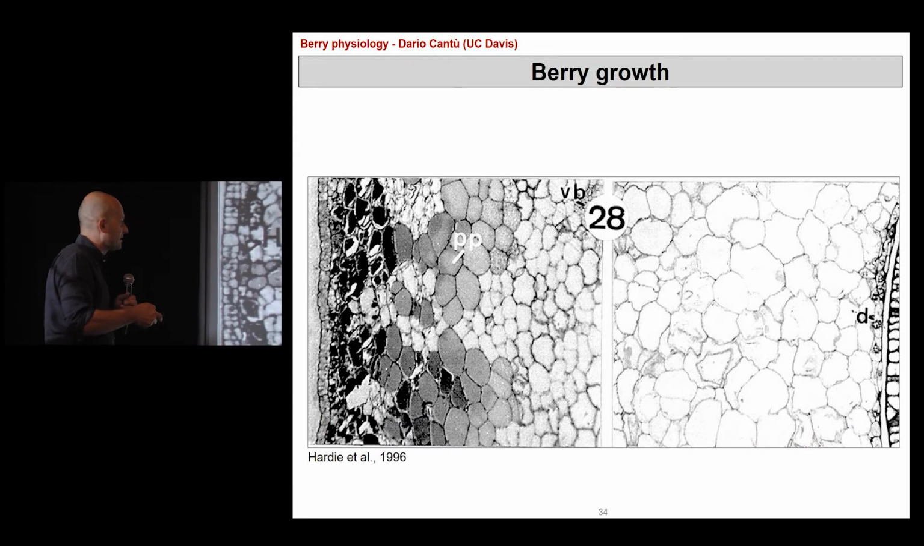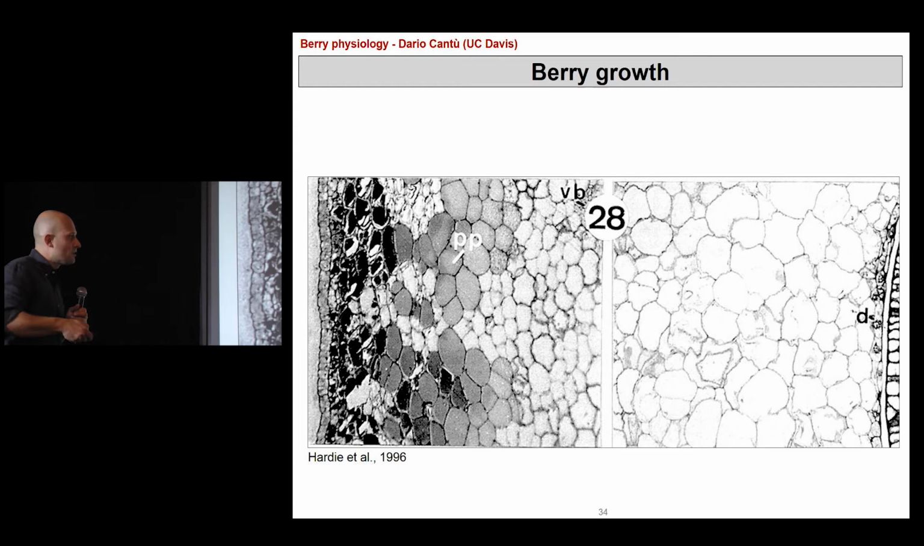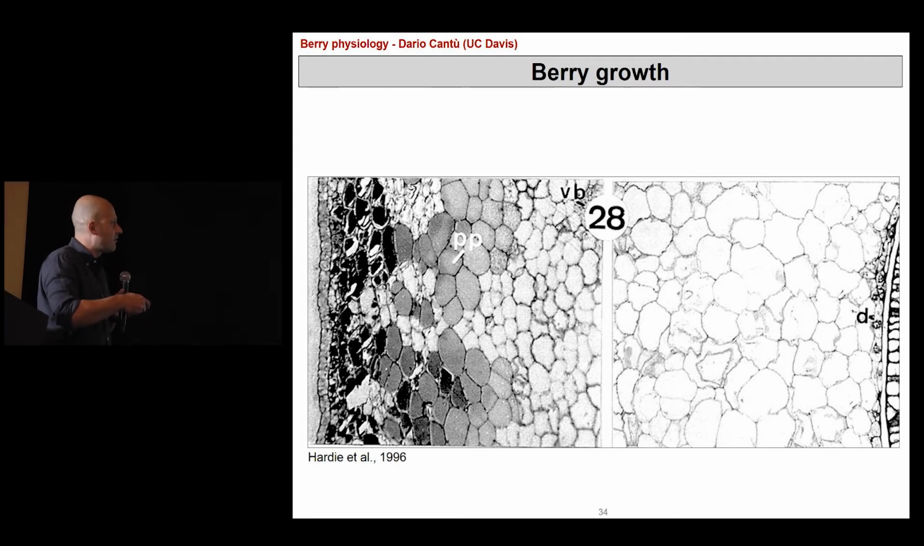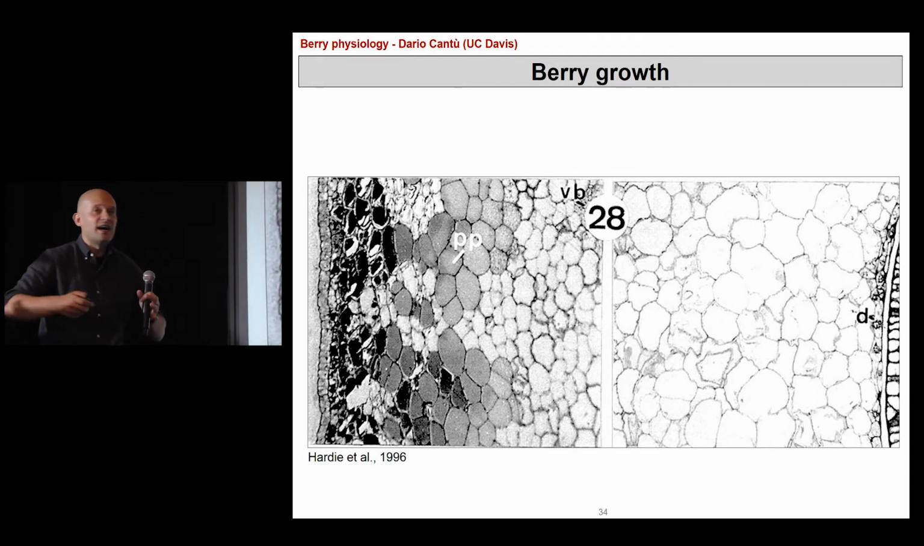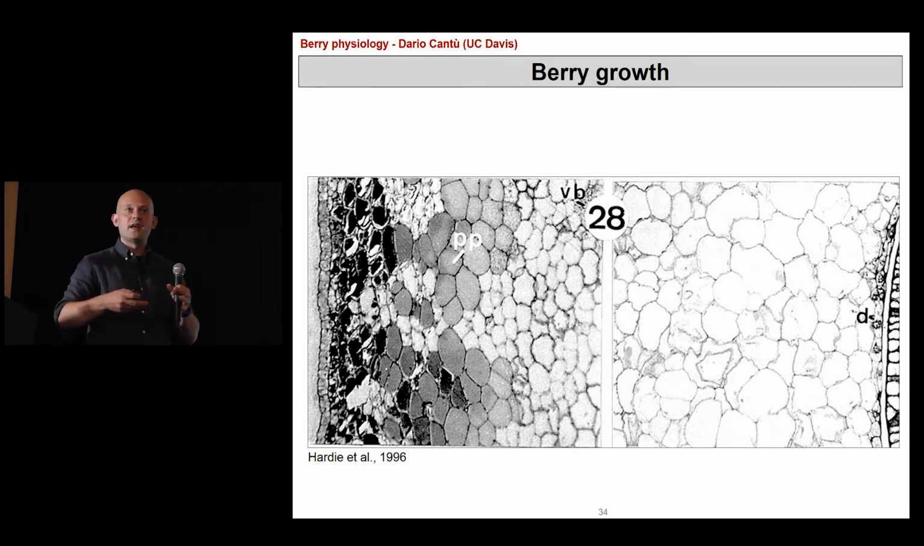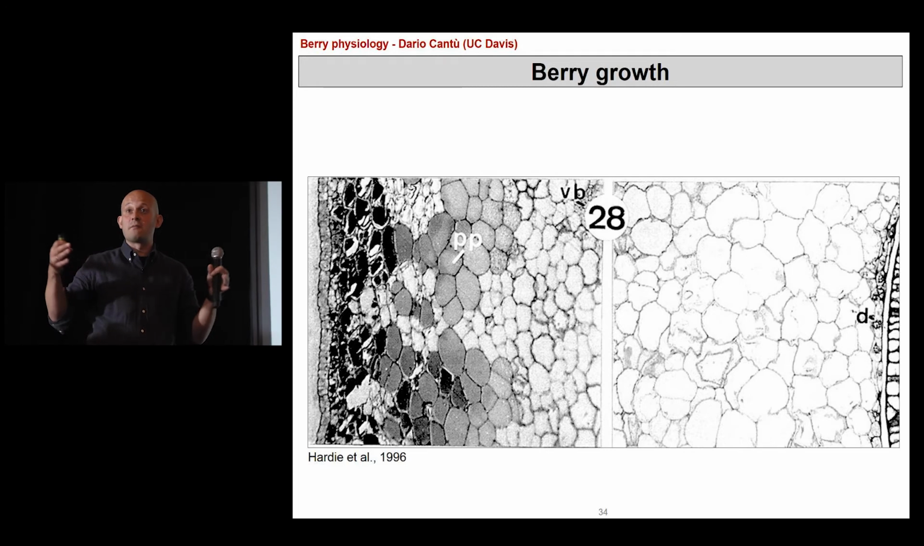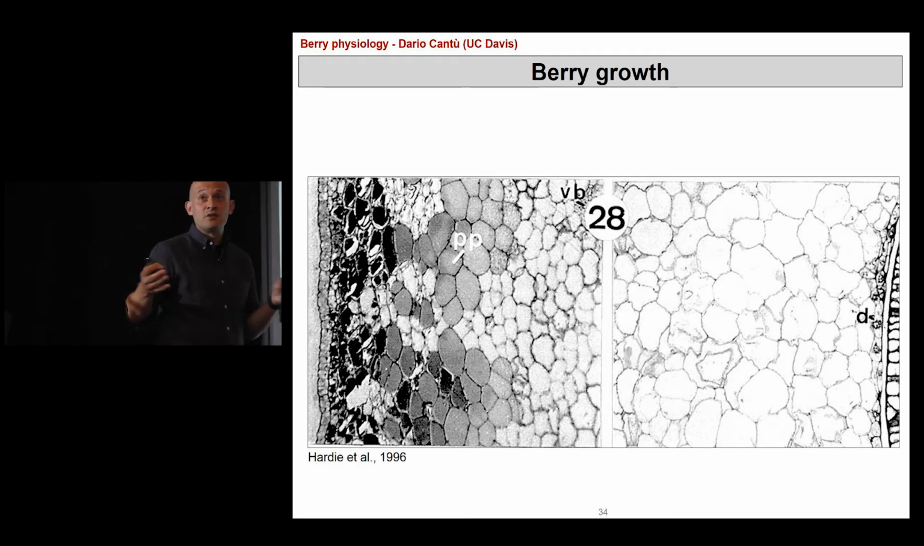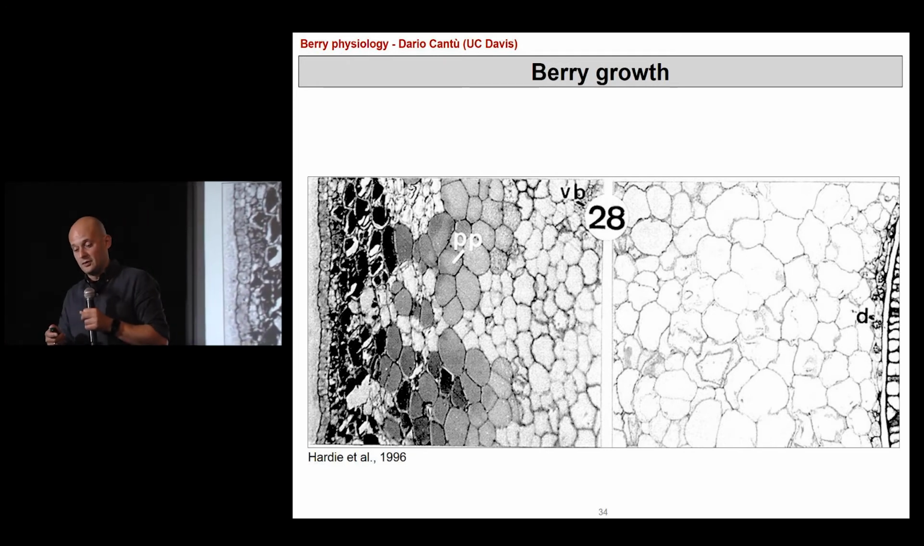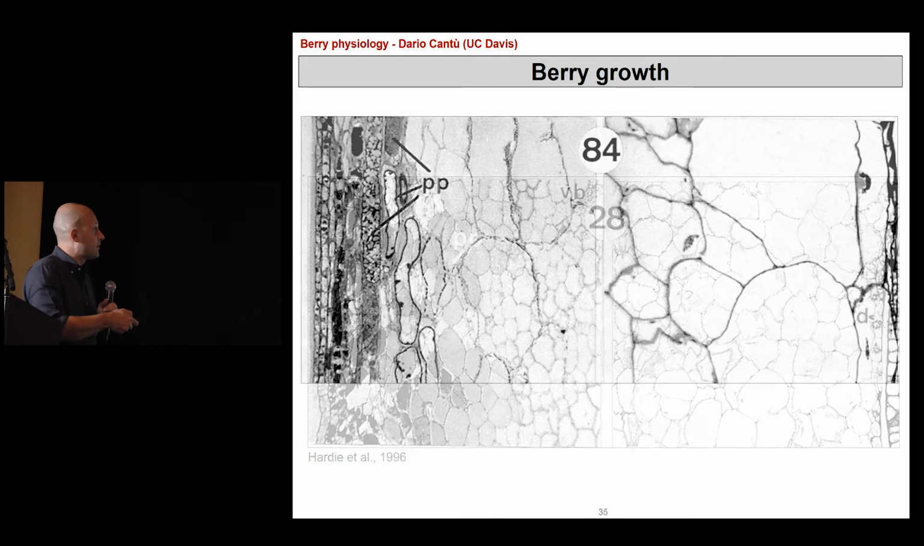So the skin is expanding, the hypodermis is thickening, and at the end of the day you're going to have something that looks more like this, where you already have the accumulation of color in the skin. Polyphenols have been accumulated in the hypodermis. And now what happens in the pulp is that cells actually divide in every direction and at one point start getting bigger and bigger and bigger. And to get bigger, you need to get water into those cells. And this is what's happening.